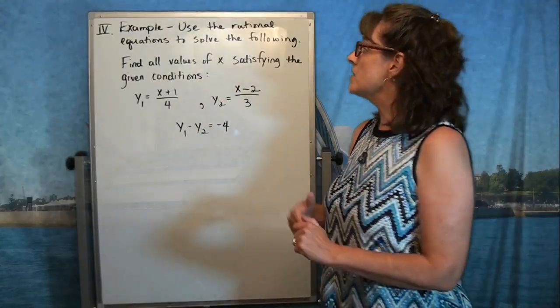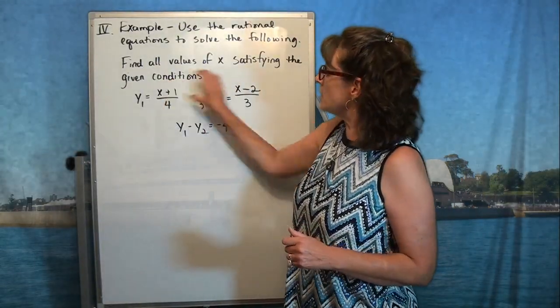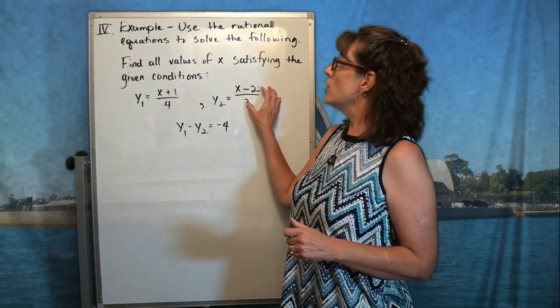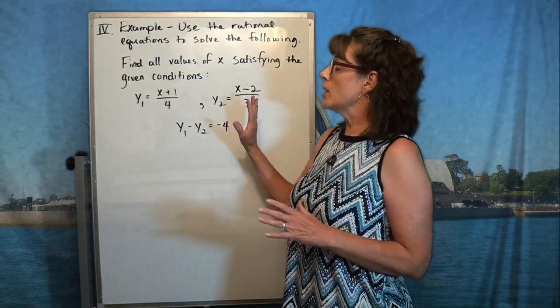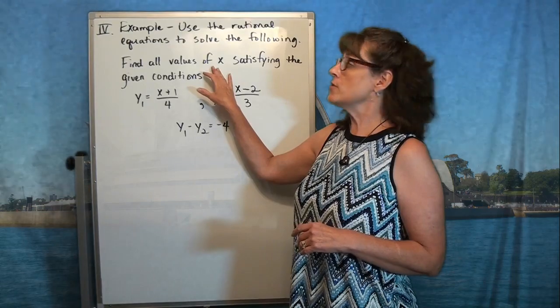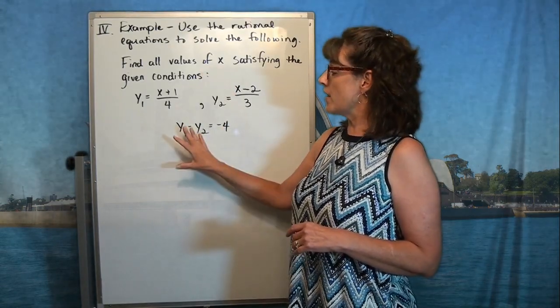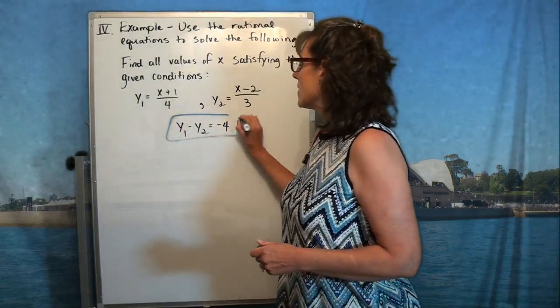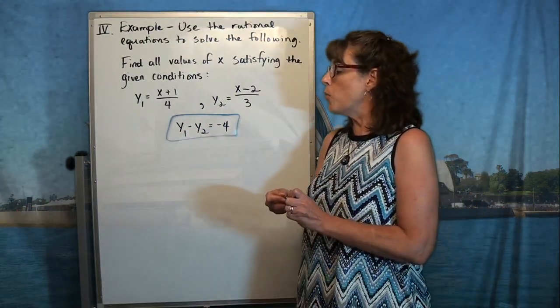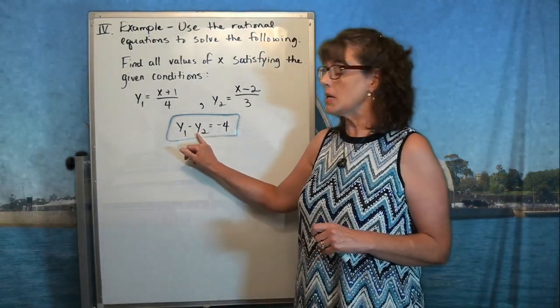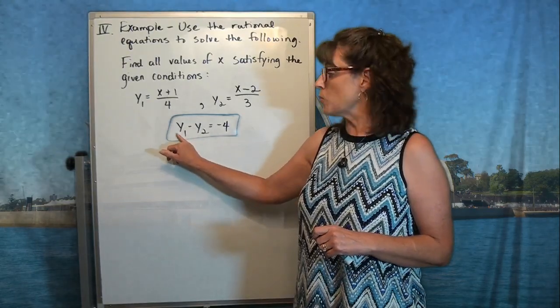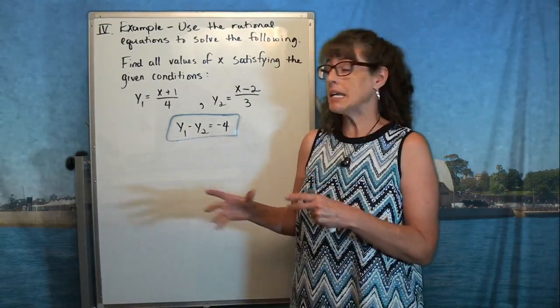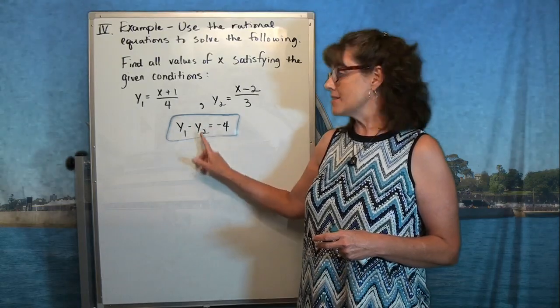Okay, here we are. This example says that we're going to use these rational equations to solve the following. We're going to find all the values of x that satisfy these conditions. And the conditions that I'm concerned about are right here. If I take y sub 1, this is not exponents, this doesn't mean y to the second power. It means y sub 1, y sub 2, meaning first y, second y.